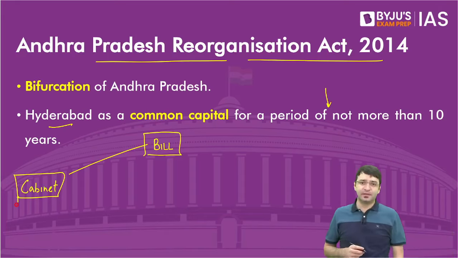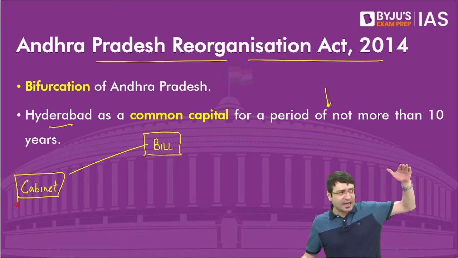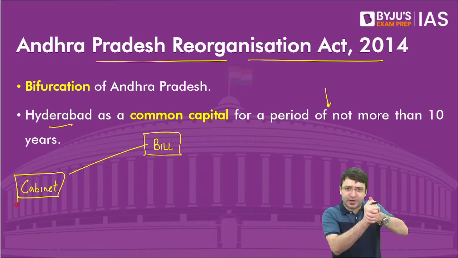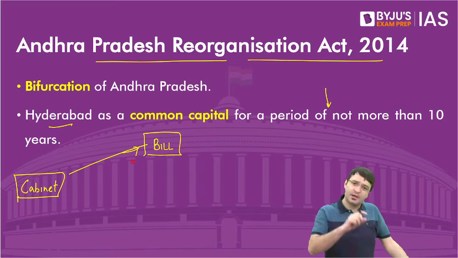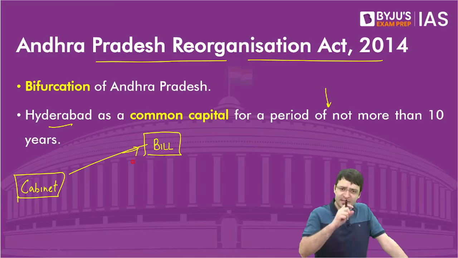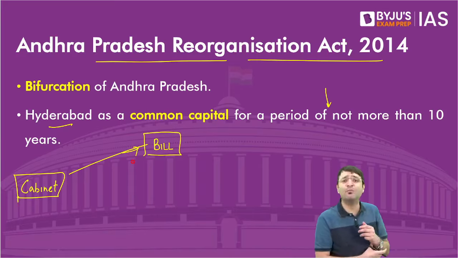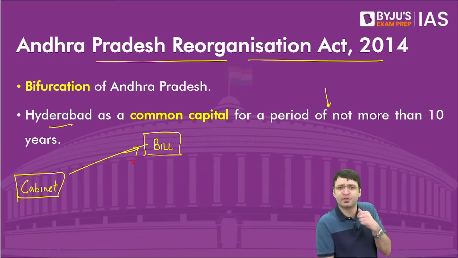What is this cabinet? The Prime Minister and his top ministers who are part of this ministry should discuss together and pass this bill. In a sense, they should approve this bill, because this bill may be piloted by the Home Ministry. The Home Ministry is responsible for these matters. The Home Ministry has prepared this bill.